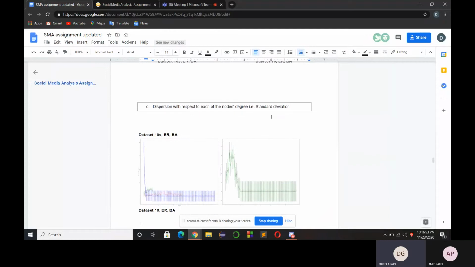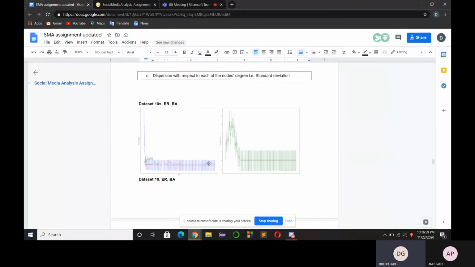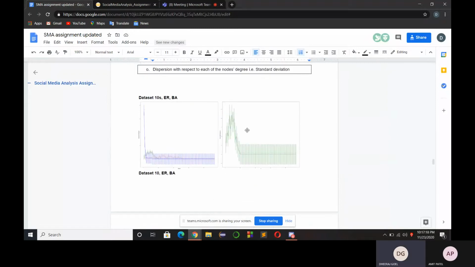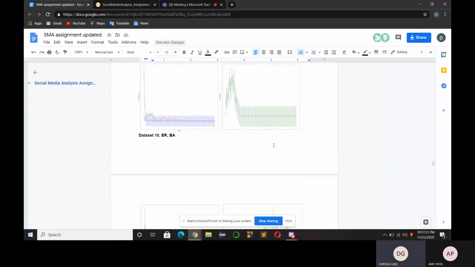So here comes the standard deviation part, dispersion with respect to each of the nodes. We are calculating the standard deviation of every node in the graph. This is just the visualization of the graph, in which the x-axis shows the node and the y-axis shows the standard deviation of each node. These two graphs are for the dataset 10s, as you can see.